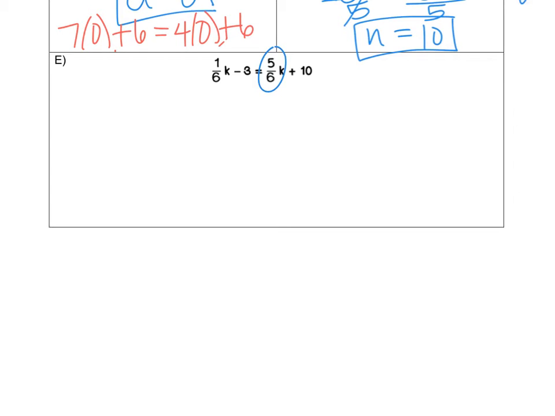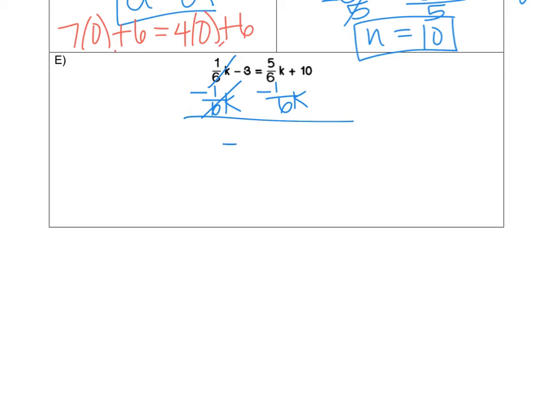Typically, I would bring this k over here to keep it on the left side, but if you can see, I would have to subtract it. So I would have to do 1/6 minus 5/6, and we'd get a negative fraction, which I don't really want to mess with. So in this case, I'm actually going to subtract 1/6 from each side. So I'm going to subtract 1/6 k from the left side and 1/6 k from the right side. So 1/6 k minus 1/6 k is 0.